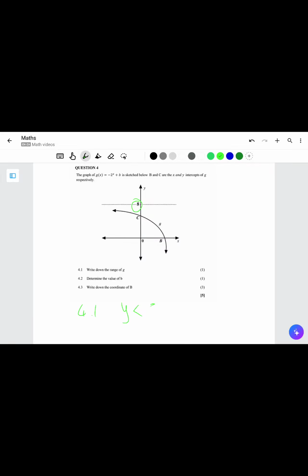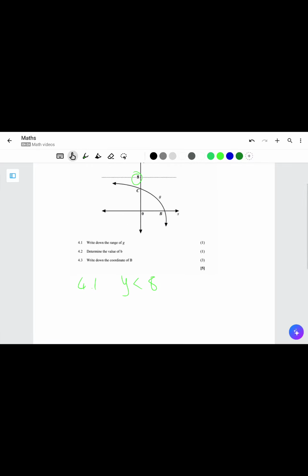So y is actually less than 8. As you can see there, y is less than 8 for g. That is your range. Remember, it will never go over this line over here. g will always come close to that line but will never cross that line. So your range is y is less than 8.